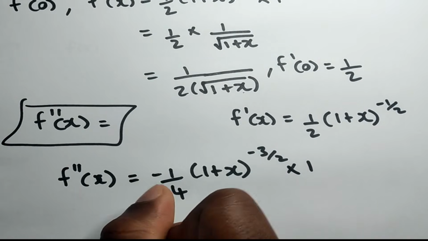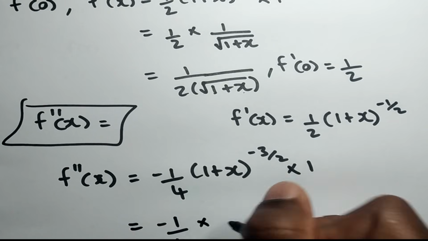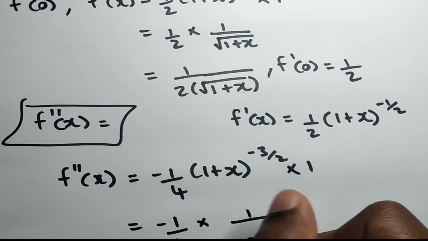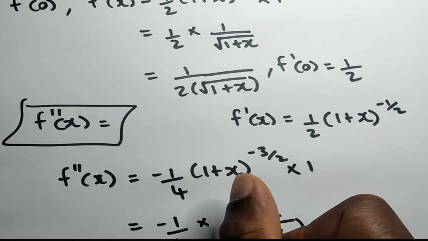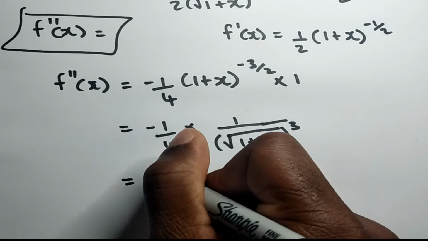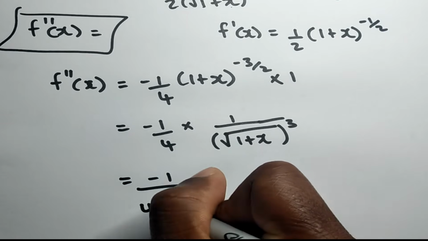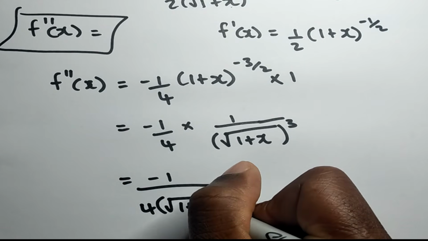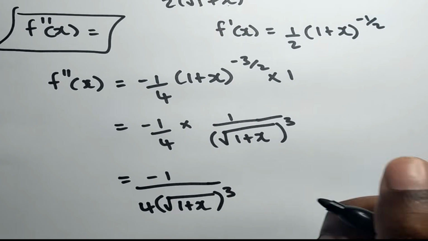So we differentiate this thing using the chain rule. And again, we can rewrite this thing. Negative 1 over 4 is the same thing as negative 1 over 4 times 1 over the square root of 1 plus x, all raised to the power of 3. We can clean this up some more. So this is the same thing as negative 1 over 4 times 1 plus the square root of 1 plus x raised to the power of 3.